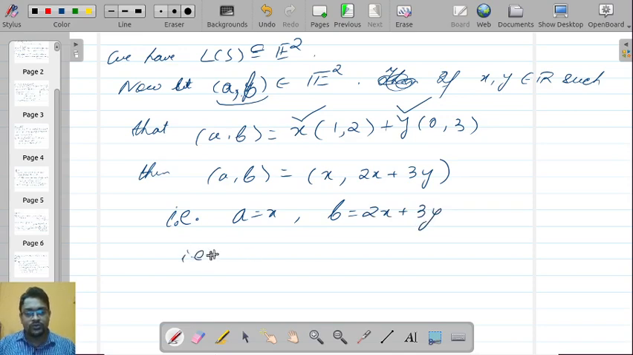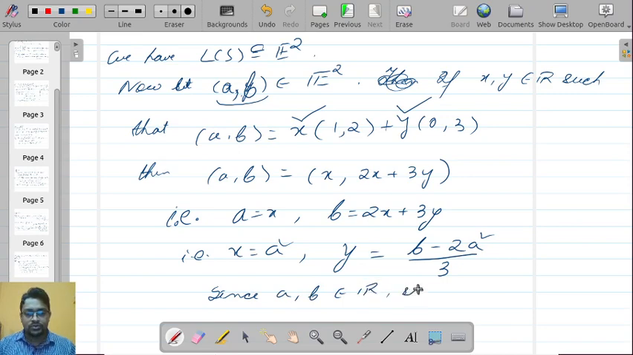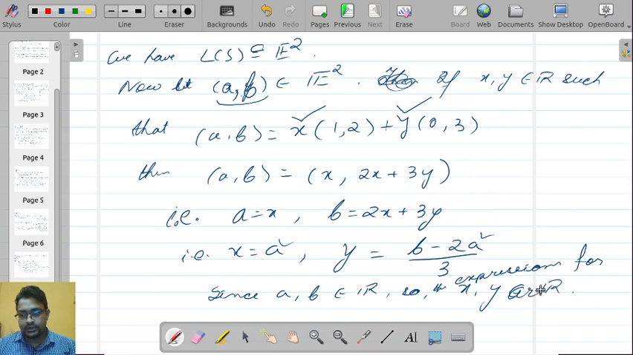We have already got the value of x, and so y is equal to what? x is equal to a, so y equals (b minus 2a) divided by 3. Both of these are well defined real numbers, because a is a real number and b is a real number. Since a, b belong to R, this x, y are also inside R. So the expressions for x, y are valid.